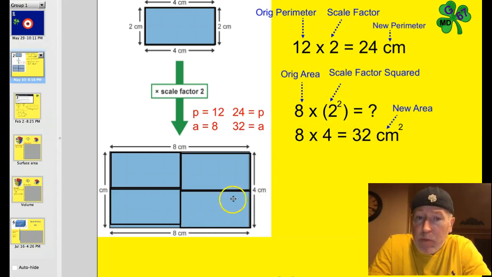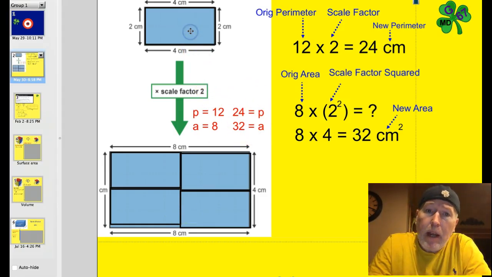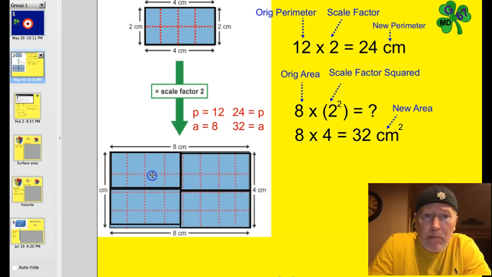And that makes sense because we have 8 times 4 here. Cool, huh? So we wouldn't even need to have drawn it. We could have used scale factor to determine the perimeter and the area. And the area, of course, makes sense because if you remember, we have 2 times 4, we have 8 units up here, but each of these units down here has 8. So we really have 4 groups of 8, or a total of 32 centimeters squared.